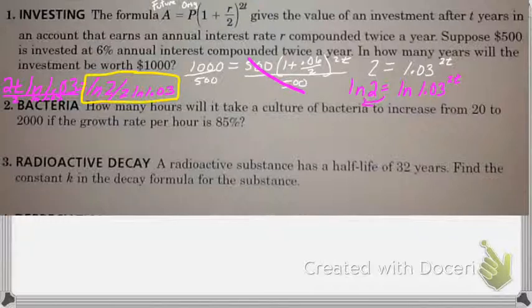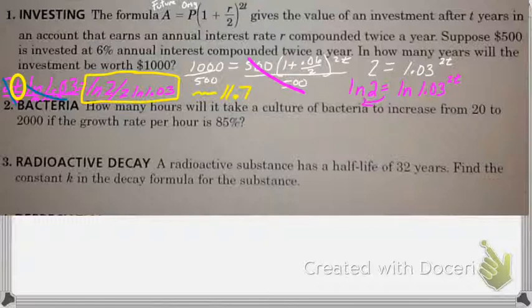When you do that, you're going to be canceling this and this, leaving you with just t, which is what we're looking for. So you have to make the calculation ln 2 divided by 2 ln 1.03. If you do that correctly, you get approximately 11.7.